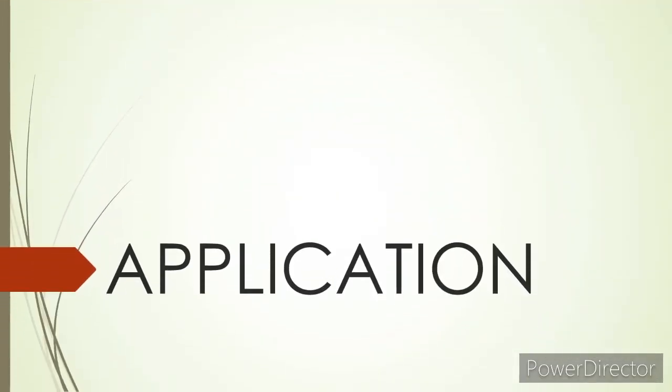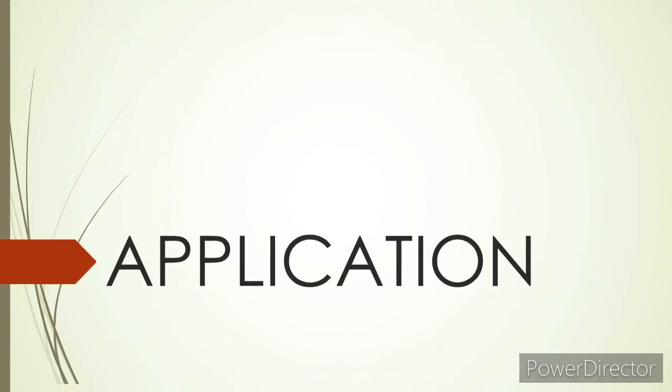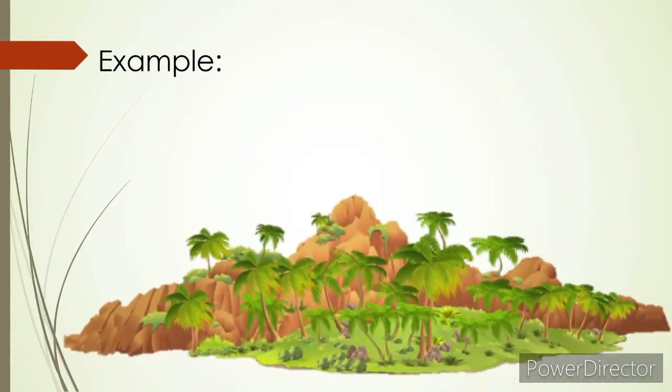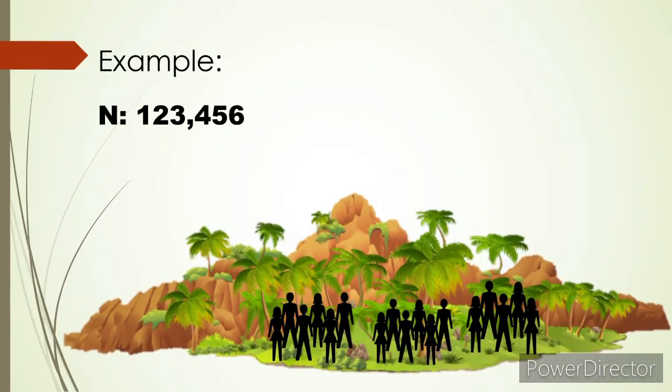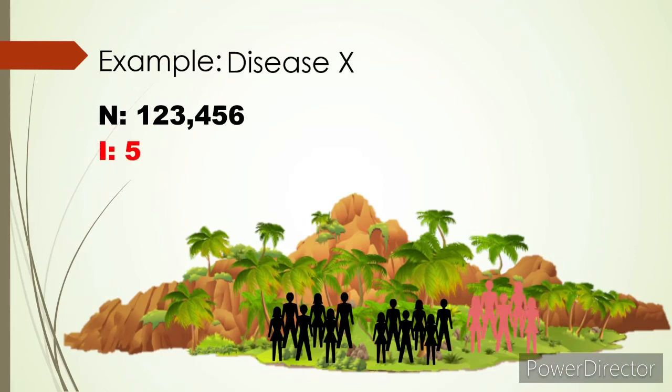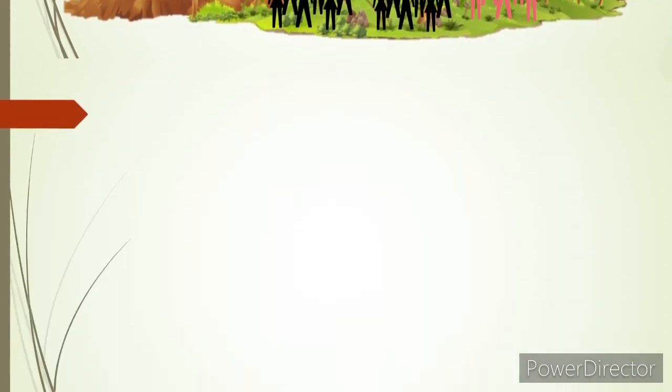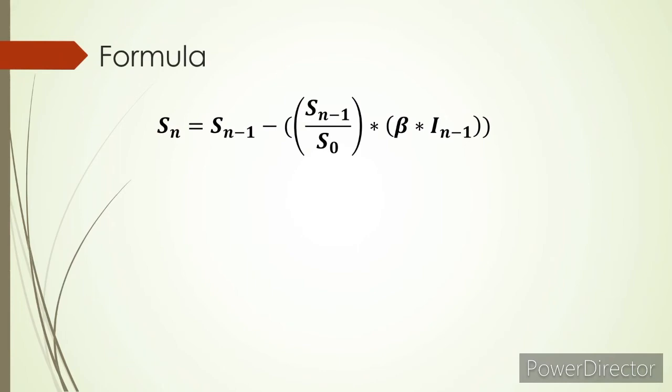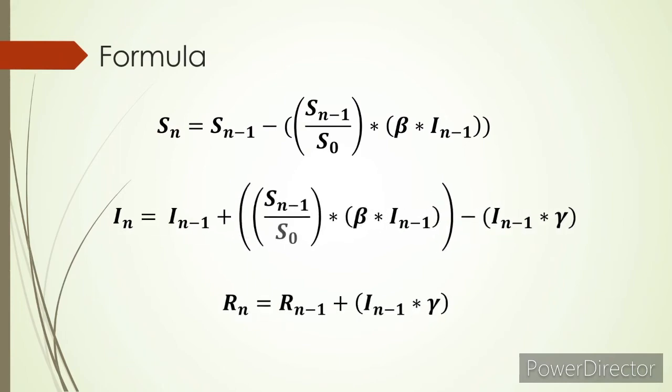Let us apply what we have learned. Imagine an island with a population of 123,456. Then a disease spread. The initial number of infectives is 5, the transmission rate is 0.2, and the recovery rate is 0.05. To understand the pandemic, they decided to make an SIR model to know the spread of the disease. To make the model, they used these formulas: one for the susceptible, one for the infective, and the last for the removed.